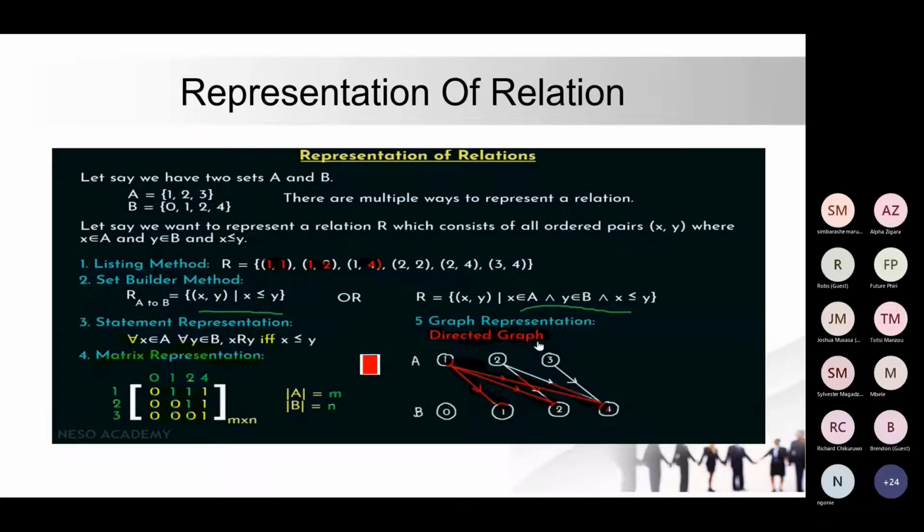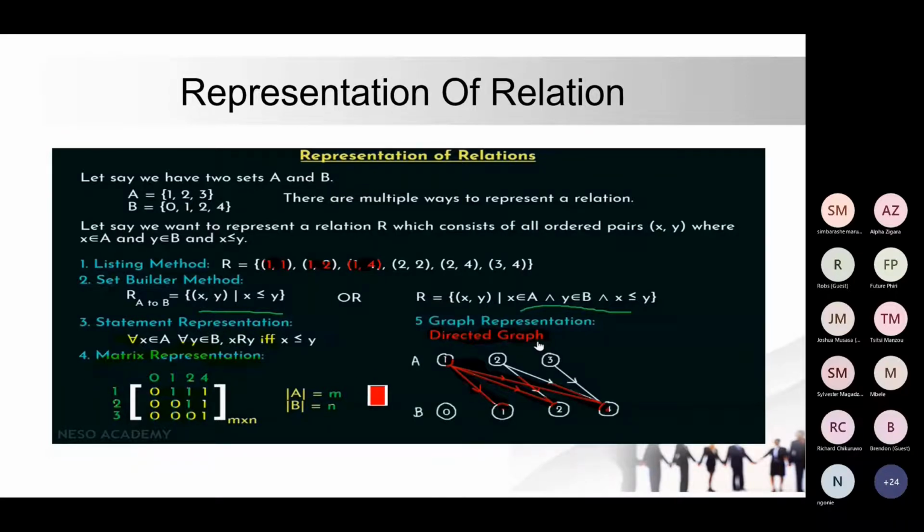But if something is representing itself, like if it's reflexive, there will be a circle on it. That is all I can say about the directed graph for now. But let's consider another way of representing a relation. It is called the arrow diagram.